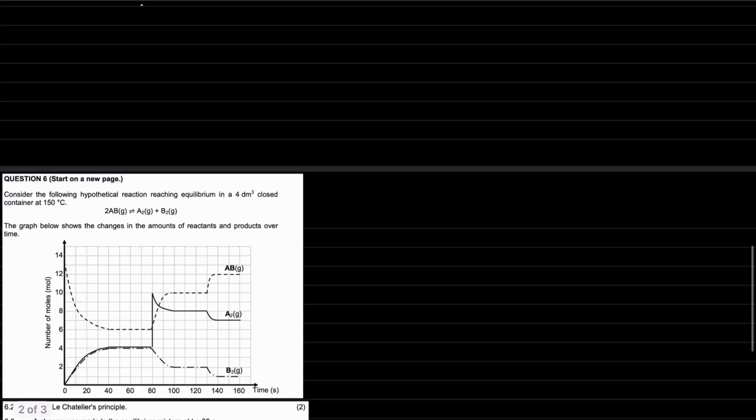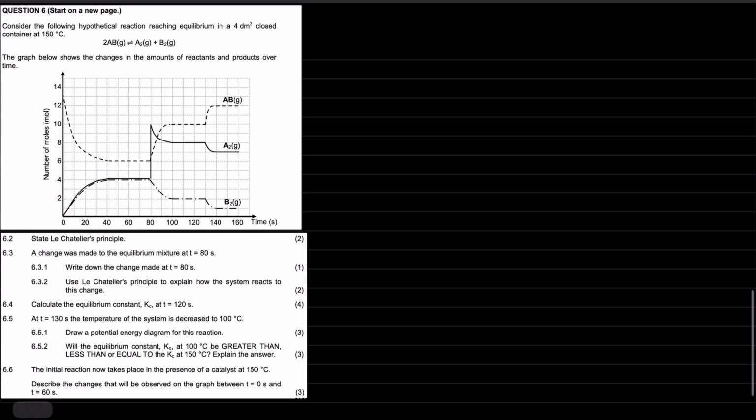All right, let's move on. Question number 6. Consider the following hypothetical reaction reaching equilibrium in a 4 dm cubed closed container at 150 degrees Celsius. So 2AB producing A2 plus B2. The graph below shows the changes in the amounts of reactants and products over time.